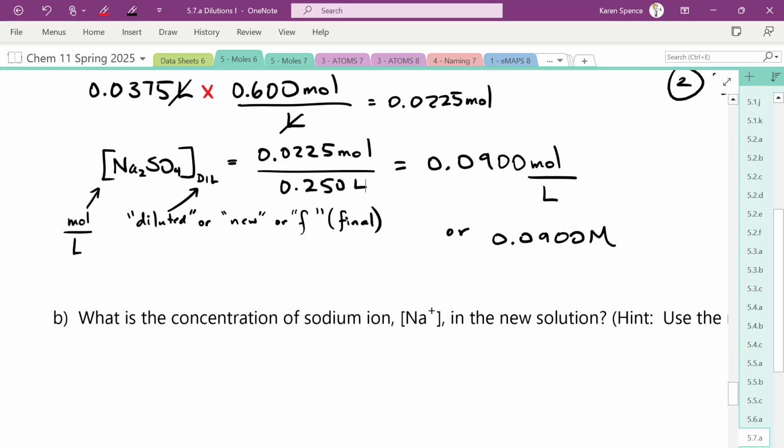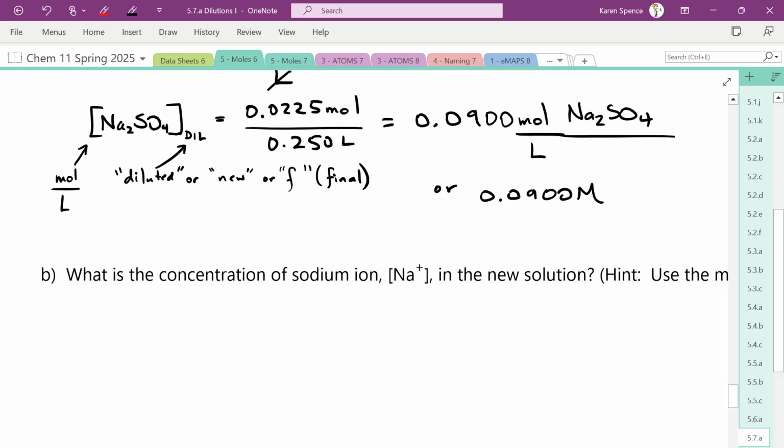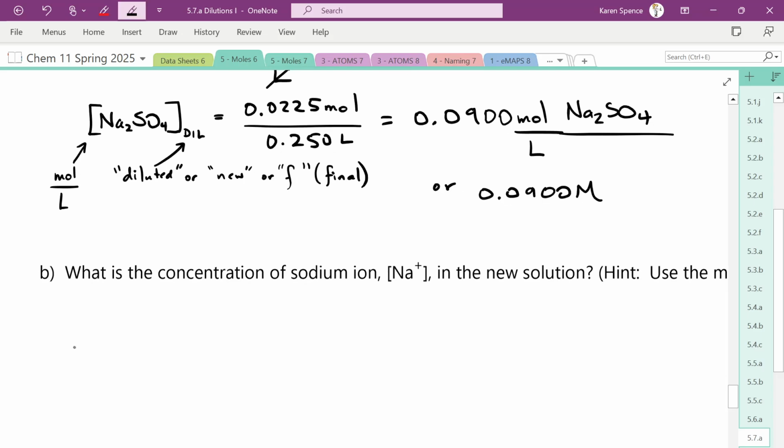Now, second part of the question. This is a little trickier. What is the concentration of the sodium ion? Now, the thing we need to remember up here is that really what this is moles of Na2SO4 per liter. Yeah? So what we can do is we can say, let's start with, I want to find my concentration of Na plus. So I want to find the moles of Na plus per liter.